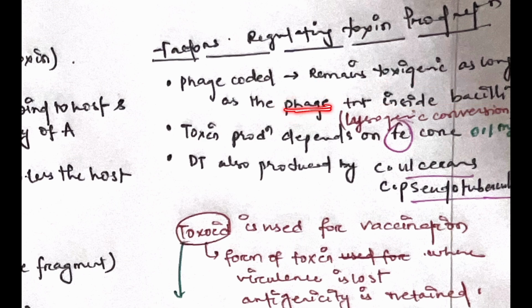As long as this phage will be present inside this bacilli, they will remain toxigenic. Once this phage is not present, then this feature will be gone. So this is what we call lysogenic conversion.